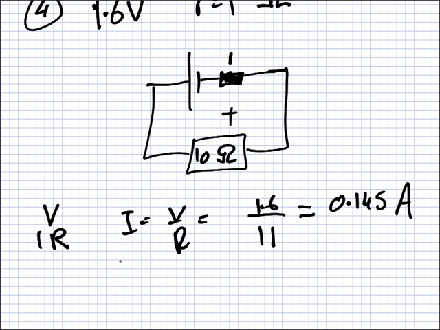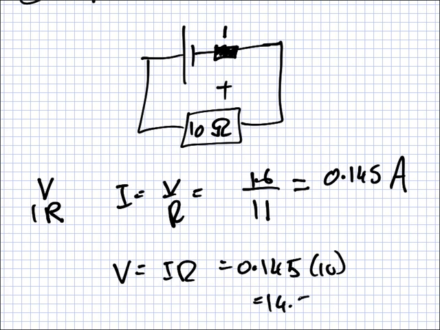Determine the voltage. V equals IR, which is 0.145 times 10, which is 14.5 volts. Now look, they want the voltage here. Isn't it 1.45? Oh yeah, thank you. 1.45. They want the voltage here, which is the same as the voltage here. So it's 1.45. Good. Okay.